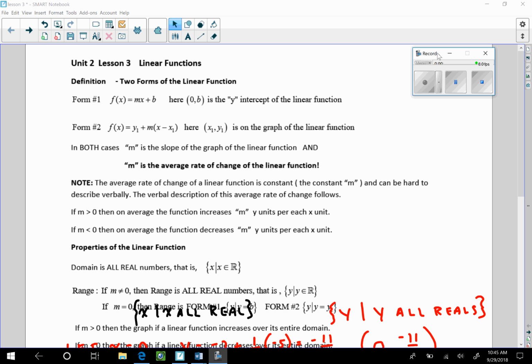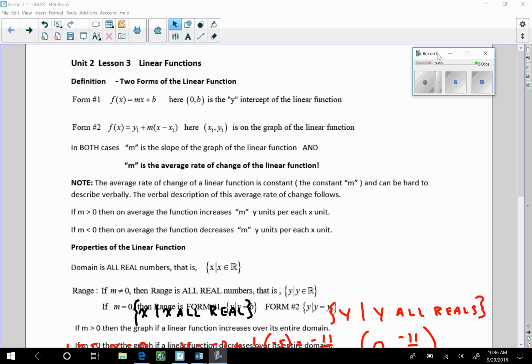In this lesson, we're going to mostly concern ourselves with the second part of Unit 2, Lesson 3, about linear functions and inequalities. But before we get there, let's do a quick review of Unit 2, Lesson 3, Part 1. In linear functions, we're going to discuss two different types of the linear function, form number 1 and form number 2.